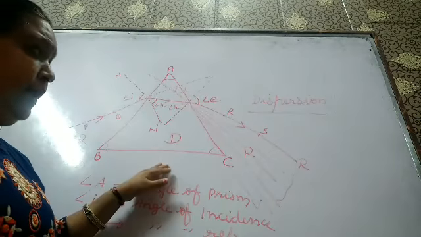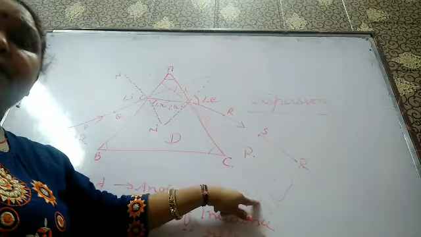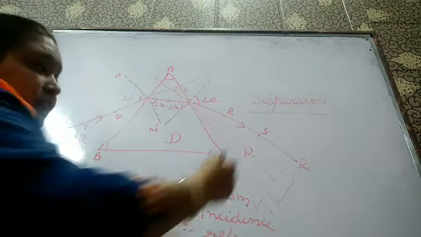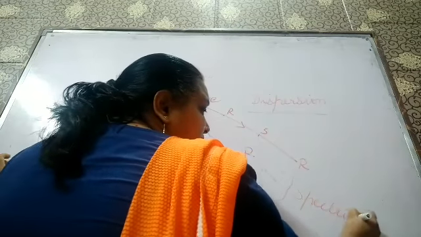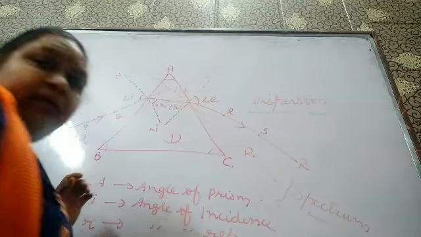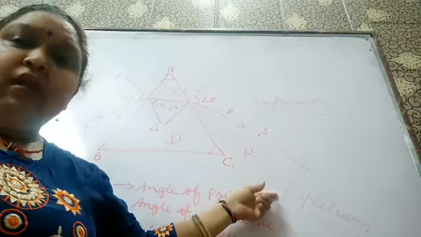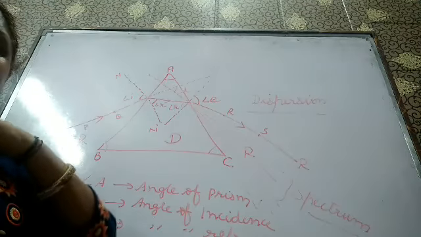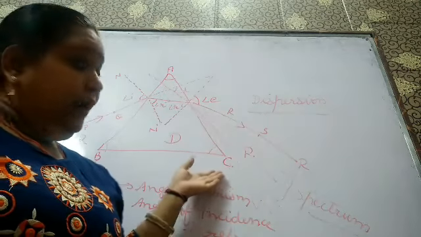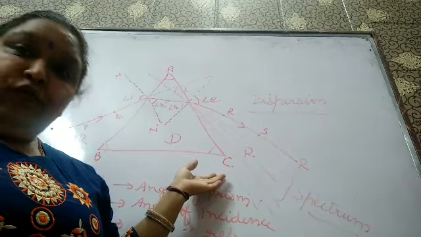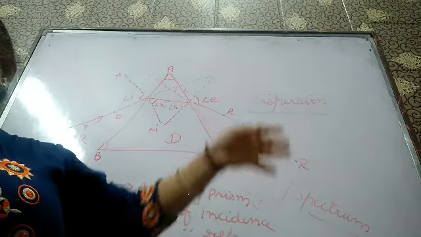Dispersion means splitting up of white light into 7 different colors. And what is this band called? This band of 7 colors is called spectrum. What is it called? Spectrum. Spectrum is the band of 7 different colors according to their wavelength. At different angles we will have different colors due to their different wavelengths, and it will start with violet and end in red.